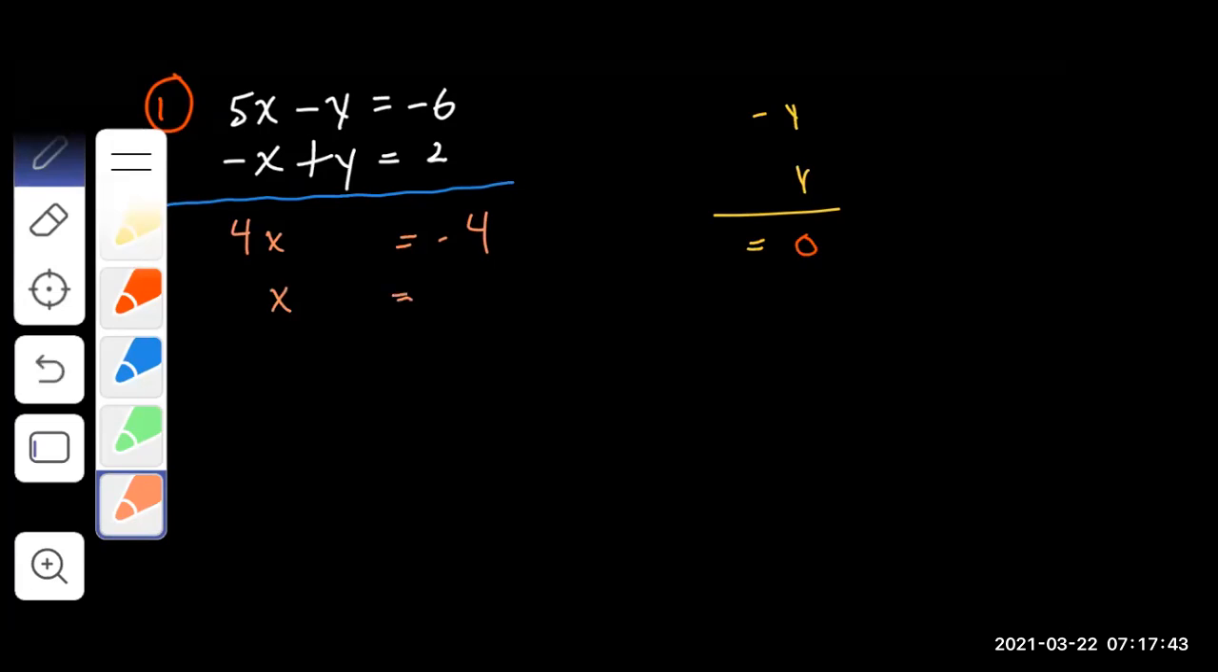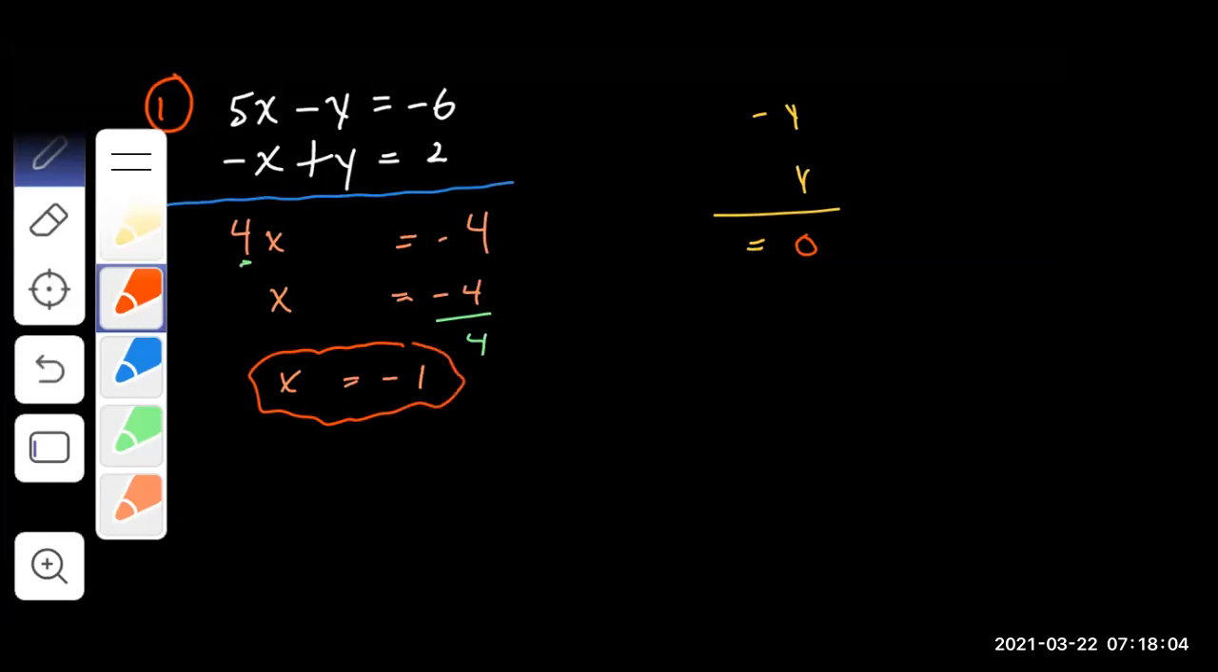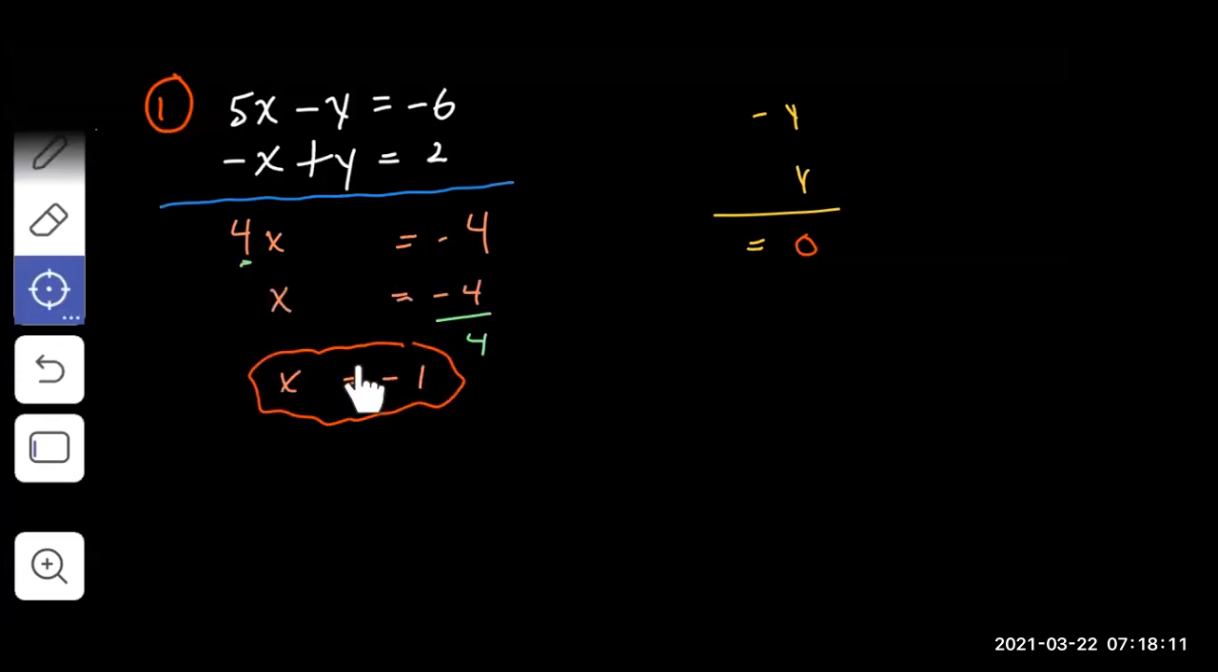Pass 4 to the other side. Excellent. This 4, guys, is multiplying. If I divide on either side, 4 is going to be divided on the other side. And then let's simplify. What is -4 divided by 4? -1. Take a look, guys, I already got the value for x. x is equal to -1. I got it.